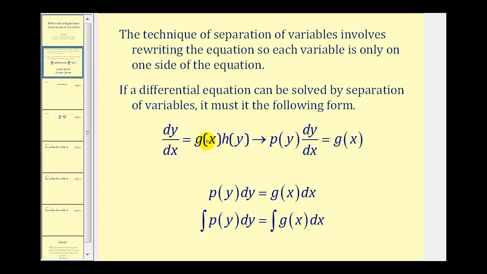dy/dx equals g of x times h of y, sometimes written p of y dy/dx equals g of x. Looking at these two forms here, if we multiply this equation by 1 over h of y, and let this function equal p of y, then these two equations would be equivalent. But again, the main idea here is that we want the x's on one side and y's on the other in this form. If we can do this, then we can integrate and find the solution to the differential equation. So let's take a look at our examples.